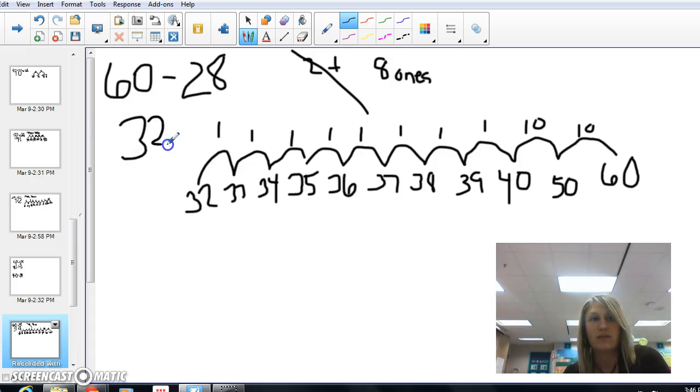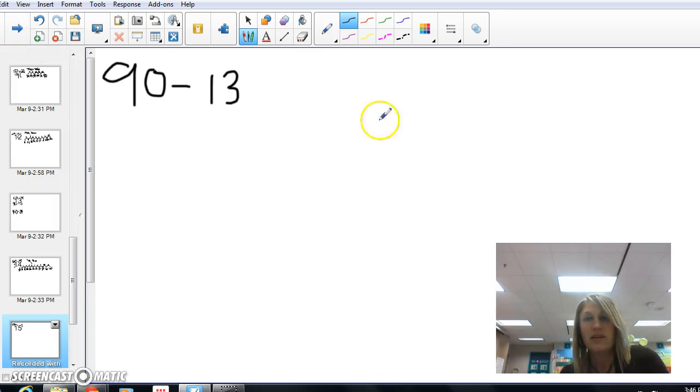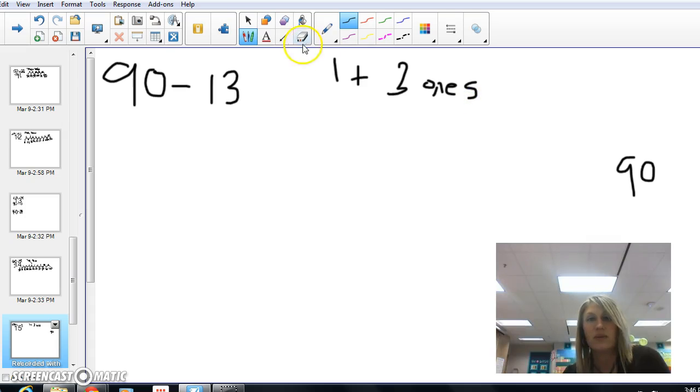I hope you got that as well. All right, taking a look at the next one, 90 minus 13. I write down my bigger number. I write down my tens and my ones. 1 ten, 3 ones. And then I go backwards. So I'm going to go by my tens first because they're easiest. I'm going to write 10 up here. 10 less than 90 is 80. Then I'm going to do my 3 ones. 1, 2, 3. Put 1s above them so I know what I'm taking away.